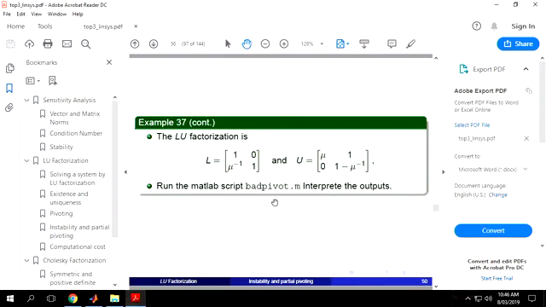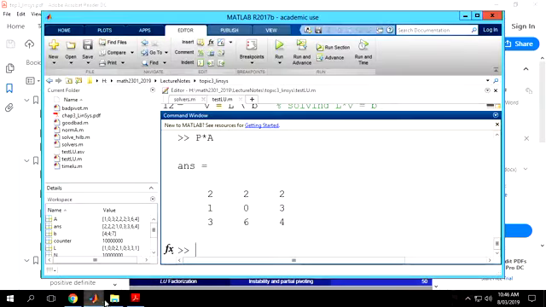when you try to use LU factorization, then, what is that?